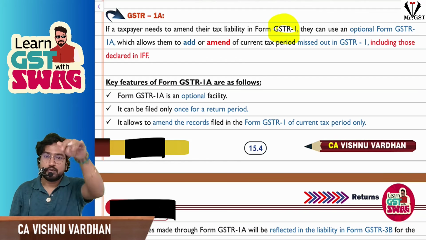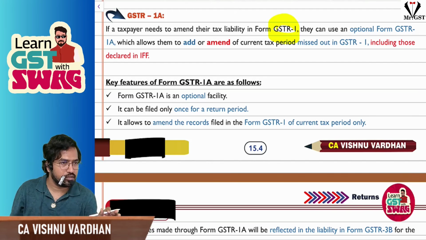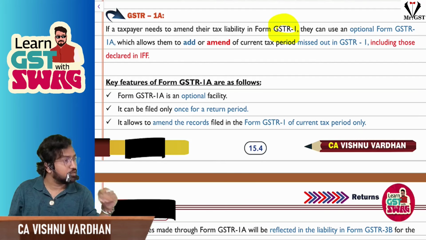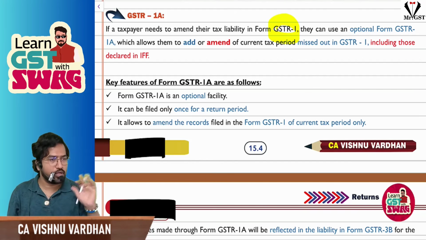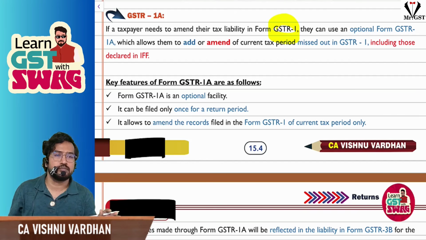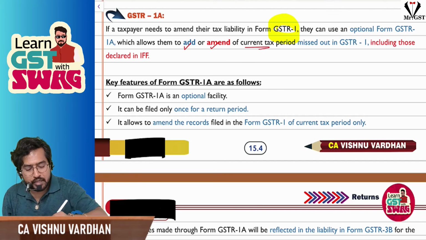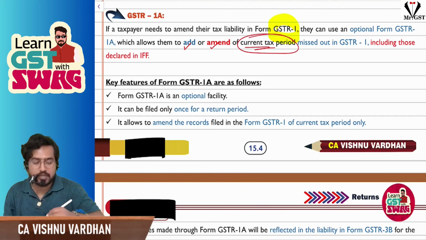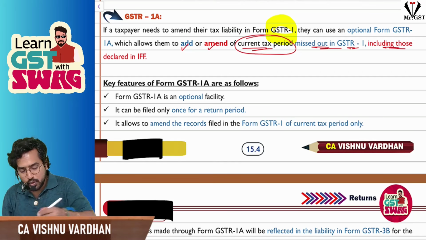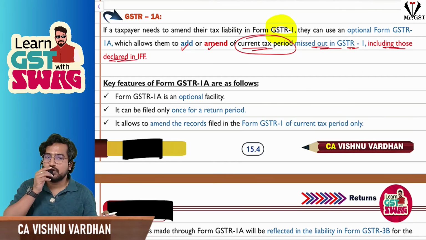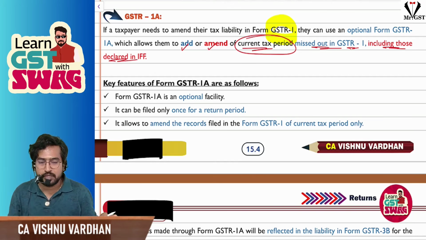In the next month's GSTR 1, you do corrections, correct? Here, what are they doing? You filed a GSTR 1. Before filing 3B itself, you have come to know about the mistakes. Sir, I did some mistake in 1. Before filing 3B, you make that correction. So you can add or amend in the current tax period. This is very important. Current tax period details missed out in GSTR 1, including those declared in IFF, you can correct in GSTR 1A.